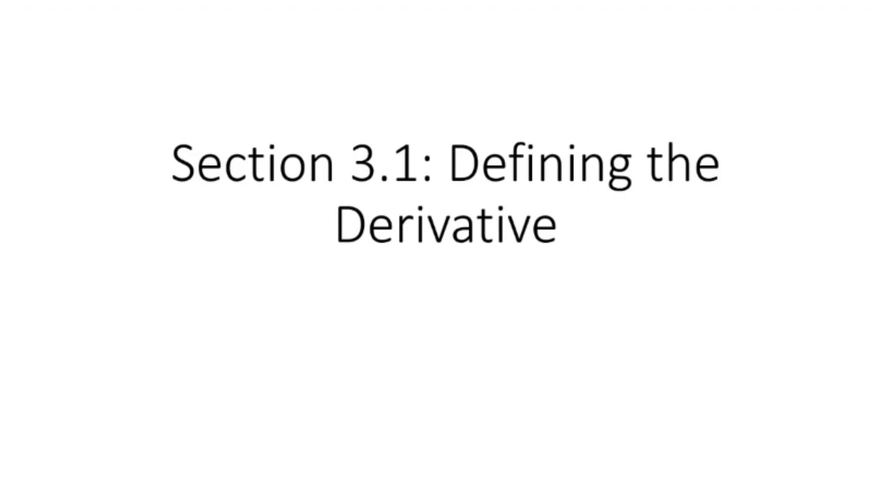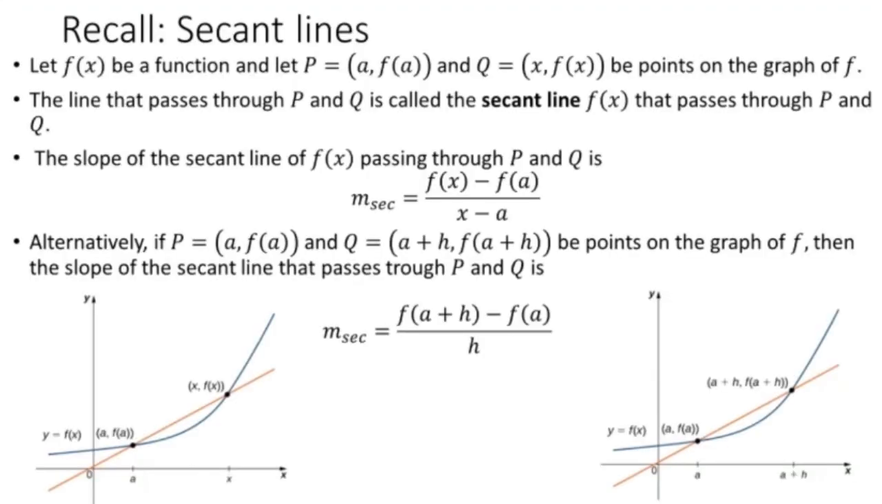Section 3.1, defining the derivative. Recall back in the beginning of Unit 1, we talked about how calculus was designed to help us solve two problems. In this unit, we're going to start talking about the mechanisms of how to solve the first of those two problems, specifically the tangent line problem.